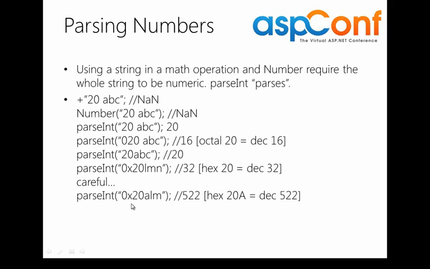But the moment you do 0x20ALM, instead of giving you 32, the hex 20, it gives you 522, because A is part of a hex number. So it parses as far as it can using the radix it guesses or you specify. In this case, it goes up to 20A, strips off the LM, and returns 522. No errors, no nothing, just 522.